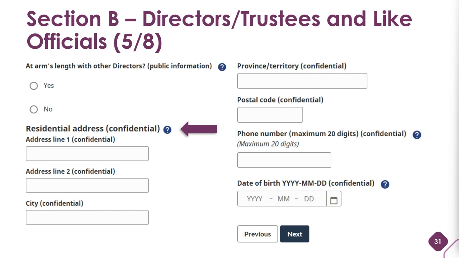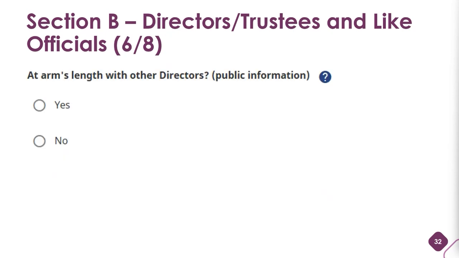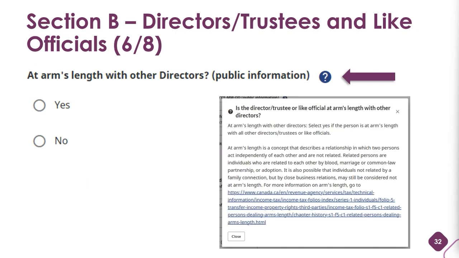I'd like to take a moment to go back to the term arm's length. If you're going through these items for the first time, you might have questions like, what does arm's length mean? Many of these questions can be answered by clicking on the dark blue and white question mark circles. For example, if you click on the question mark beside the arm's length question, you will get this fantastic explanation pop up. At arm's length is a concept that describes a relationship in which two persons act independently of each other and are not related. If you need more information, there's a link in the help box.